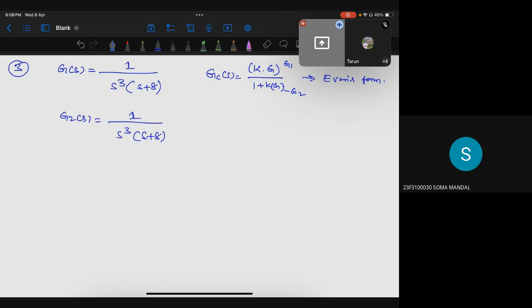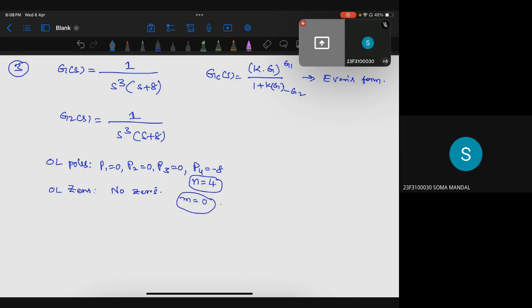Okay. So what are the open loop poles? Can you tell me? So P1 is 0, P2 is 0, P3 is 0, and P4 is minus 8. Am I correct? These are the poles. What are the open loop zeros? No zeros. Okay. Now here, what is M? What is N? Correct?